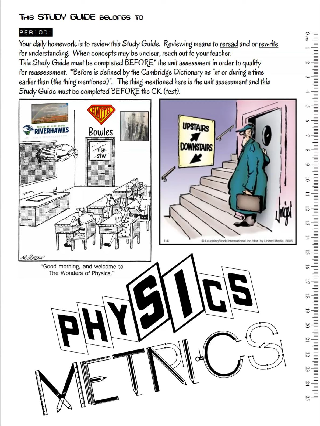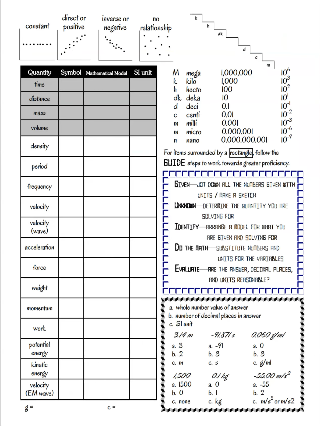The structure of the study guides are all very, very similar. You'll get your study guide and you'll have your name put on there. And the page zeros will look like this. The grade sections are what symbols, mathematical models, SI units, the quantities that we'll be studying. So in this first study guide, quick review of what your time, distance, mass, and volume symbols, mathematical models, and units will be.